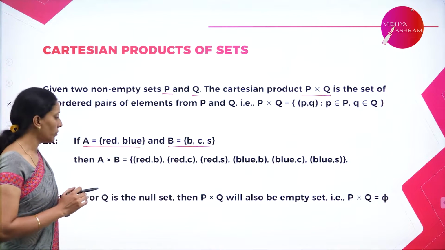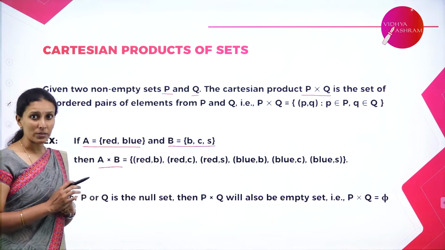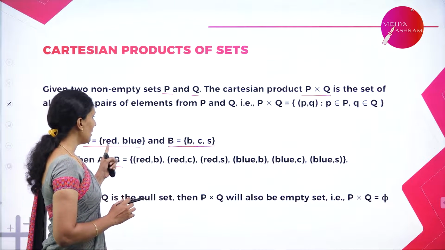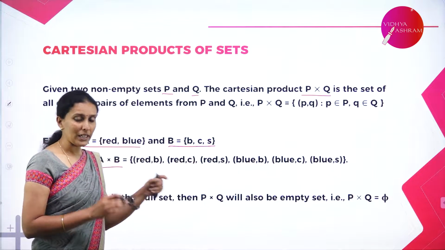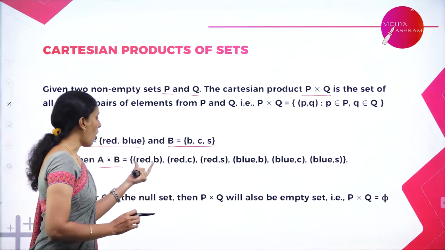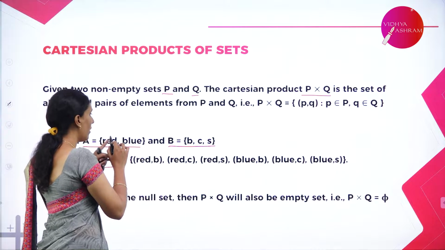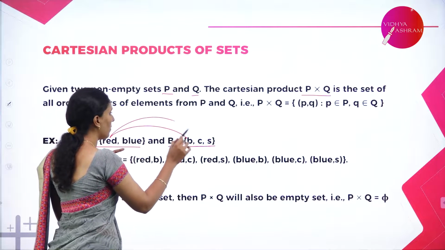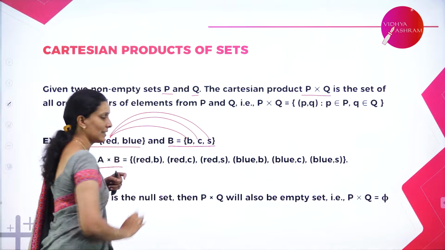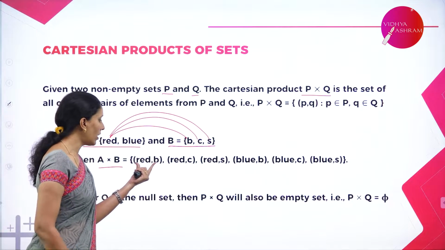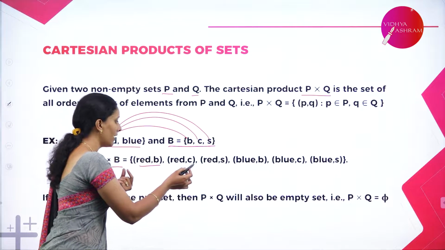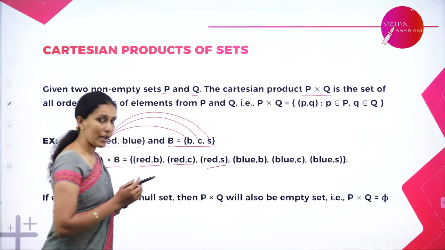Then what do you mean by A cross B? A cross B is nothing but pairing the elements of A with respect to B and writing it in the form of an ordered pair. That is, we will pair the elements with red: red comma B, red comma C, red comma S. And we will write it as ordered pairs. See here, red comma B, red comma C, red comma S.